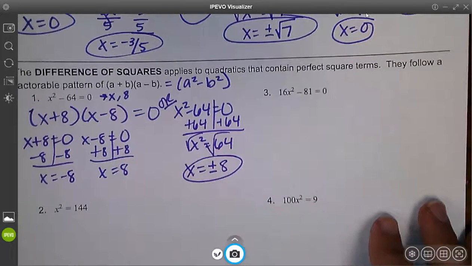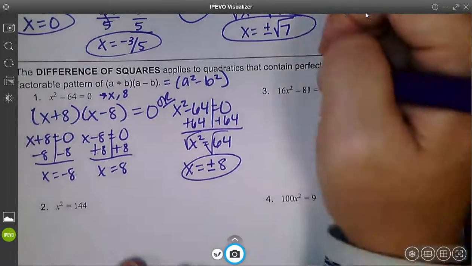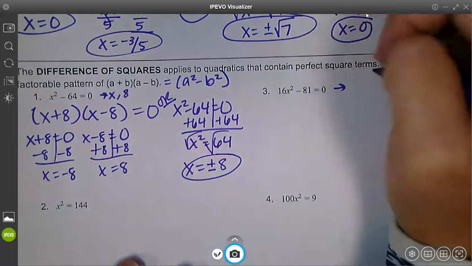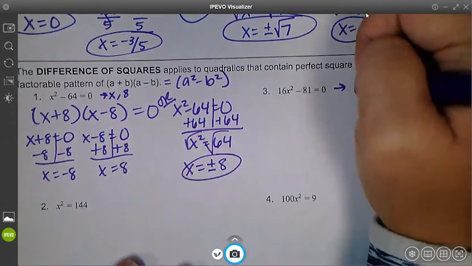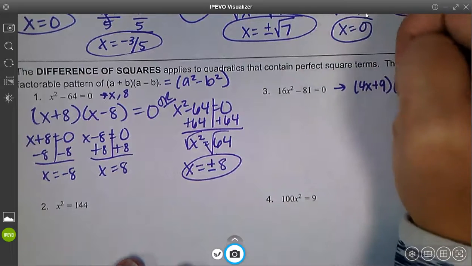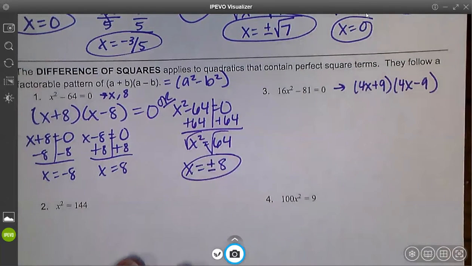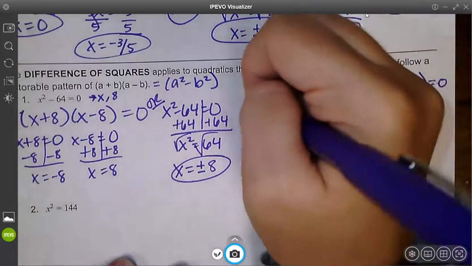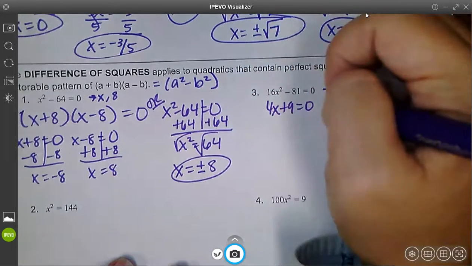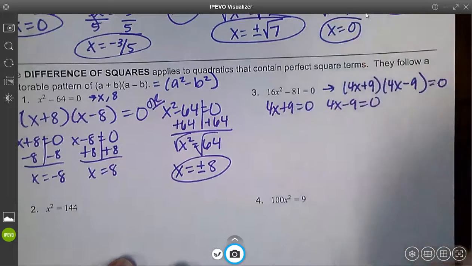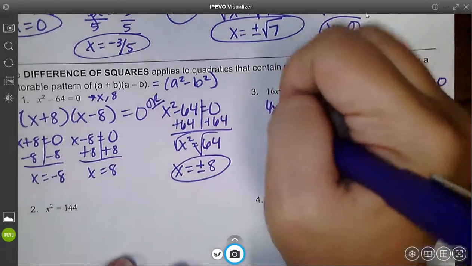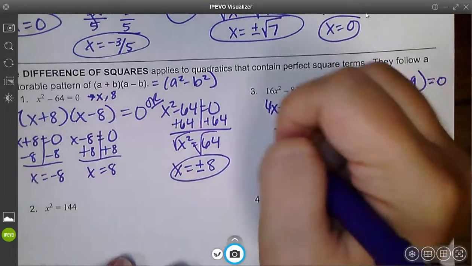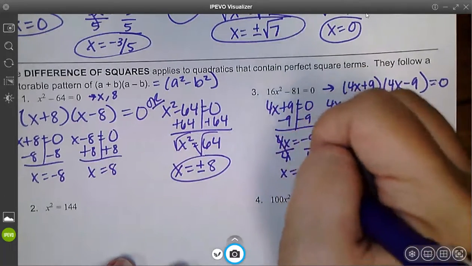So number 3, I'm going to factor. So my square roots here are 4x and 9, giving 4x plus 9 and 4x minus 9. Take the square root of each piece. So that equals 0. I have 4x plus 9 equals 0 and 4x minus 9 equals 0. Solve both of those. Subtract 9 from both sides. 4x equals negative 9. Divide both sides by 4. x equals negative 9/4.